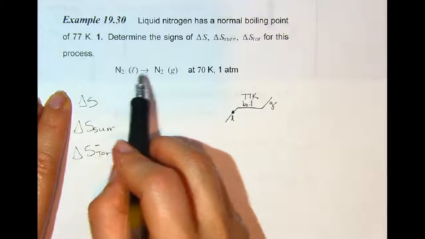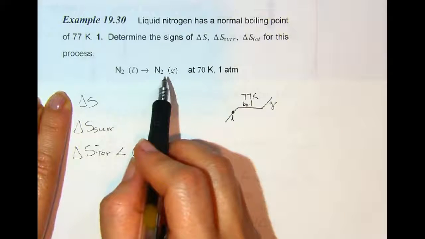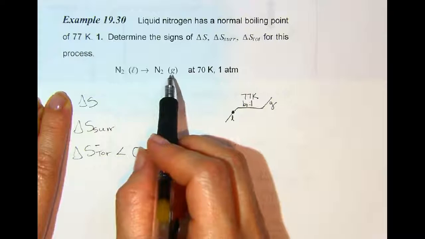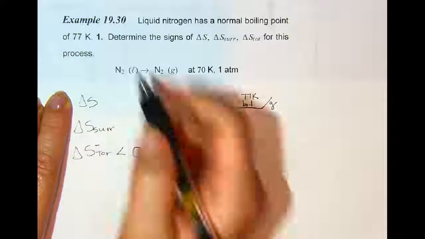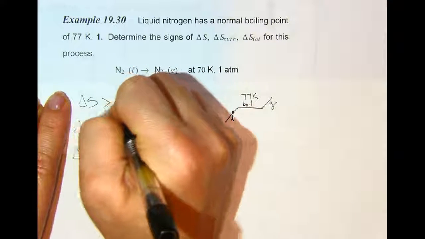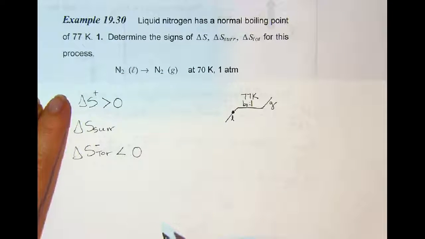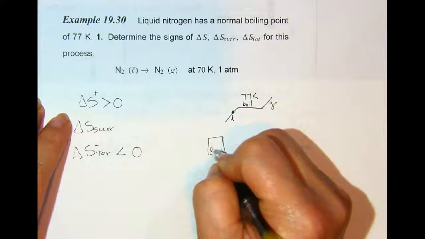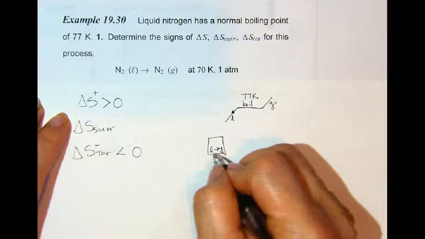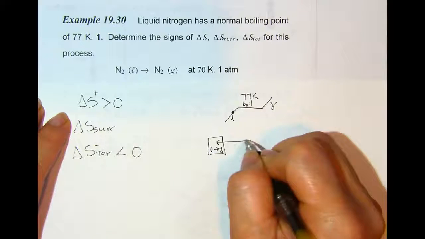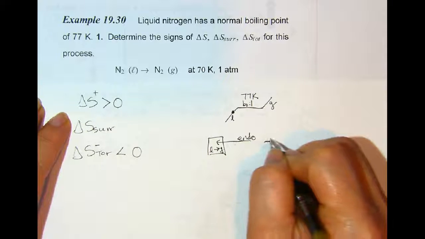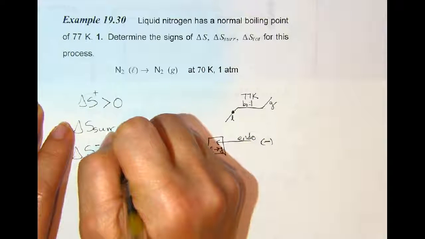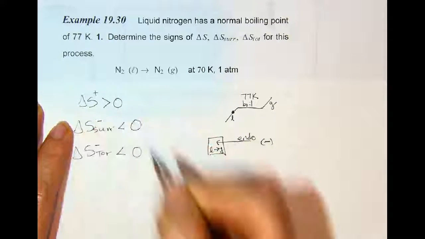Now, a liquid changing to a gas, that's my system, and a liquid changing to a gas is going to become more disorderly, more disorganized, more spread out. And so the entropy of the system is increasing, becoming positive. Finally, when we change phase from a liquid to a gas, it has to absorb heat from the surroundings, or be endothermic, in order to do this. So the delta S of the surroundings is going to be less than 0 or negative in value.